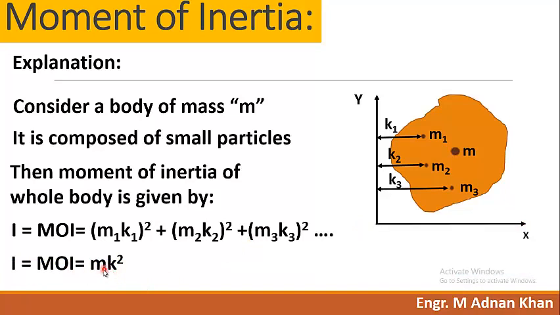So you can call it the moment of mass, and its unit is kg meter square, as k is the distance and its square will become meter square, and the unit of mass is kg. So the unit of moment of mass is kg meter square, or whatever system of units you are using, it could be centimeter square or inch square.